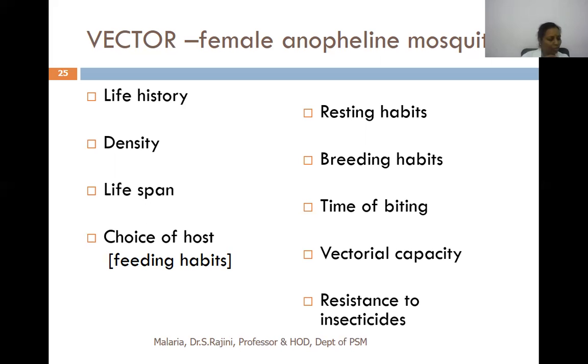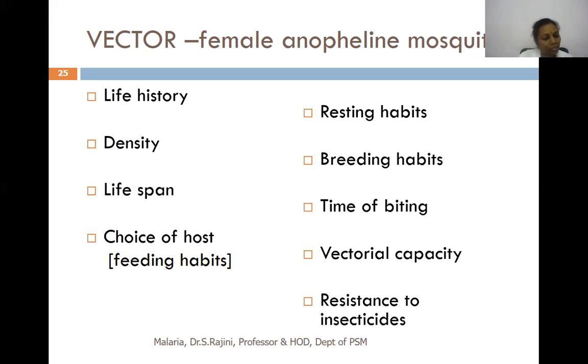Time of biting. The majority of Indian mosquitoes bite at night, excepting the Aedes mosquitoes. Aedes mosquito transmits what? Aedes mosquito transmits dengue and chikungunya. So these mosquitoes bite during daytime, whereas the other mosquitoes are night biters. The vectorial capacity: the term vectorial capacity refers to the combined effective density of the population and susceptibility to the infection.